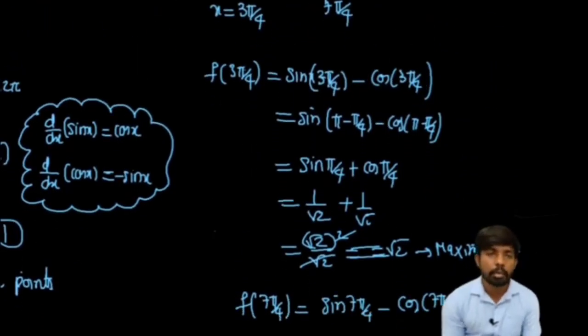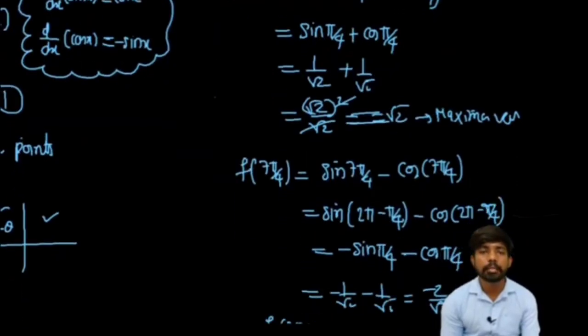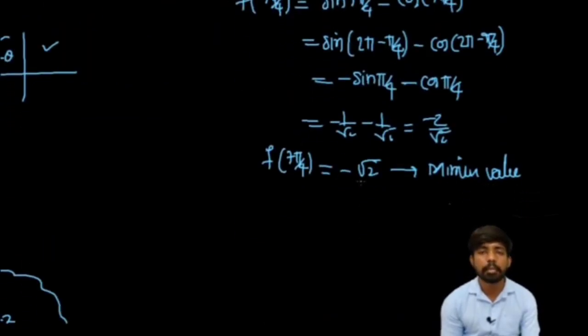That's all. The point of maxima is 3 pi by 4 and the maximum value is root 2. The point of minima is 7 pi by 4 and the minimum value is minus root 2. That's all.